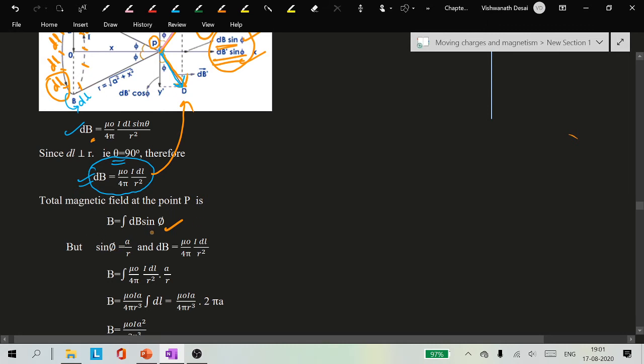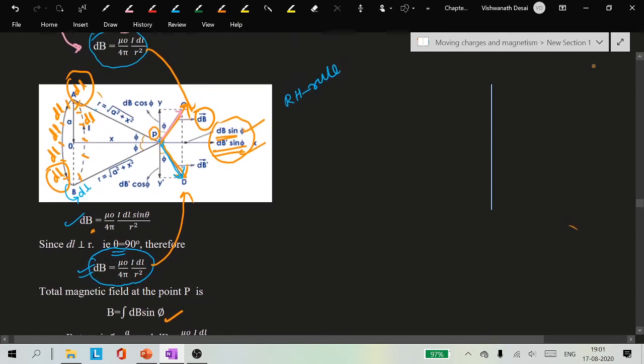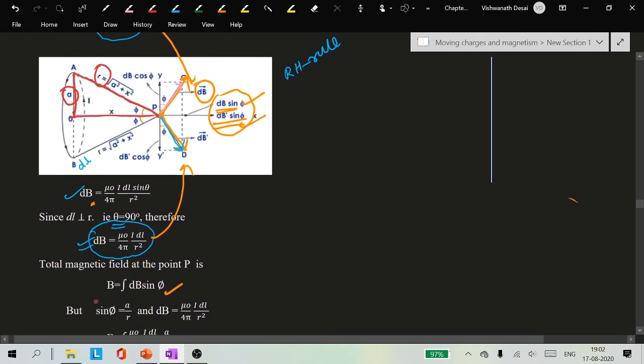What about sin phi from the diagram? Look at the diagram. I will erase it first. So from this triangle AOP, what is sin phi? The sin phi is equal to opposite a divided by hypotenuse r. So that's what we wrote here, a divided by r. And dB is equal to, as we took it here, mu naught divided by 4 pi I dl divided by r square.